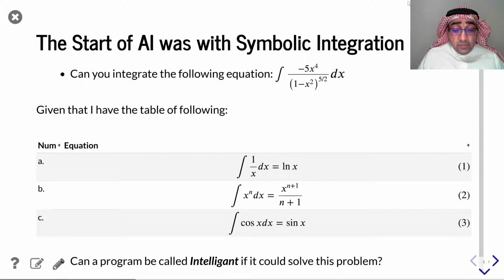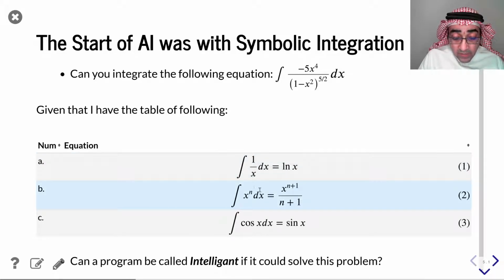So for the integration problem, we have to start with things that we know. In symbolic integration, for example, we have this table, a table of all the integrations and their solutions. Basically, I have 1 over x dx. If I have the integration of this, I know that the integration is ln of x. So this is the solution. If I reach this state, I know this is my solution.